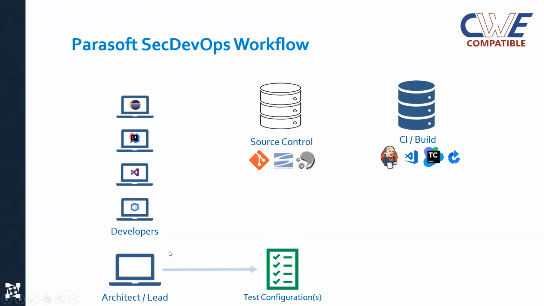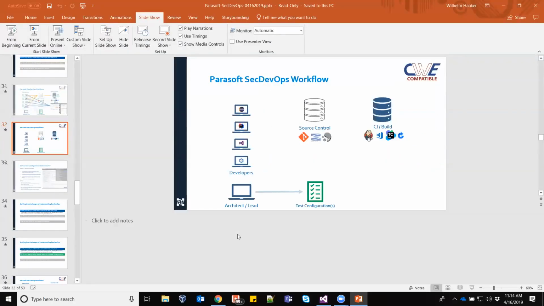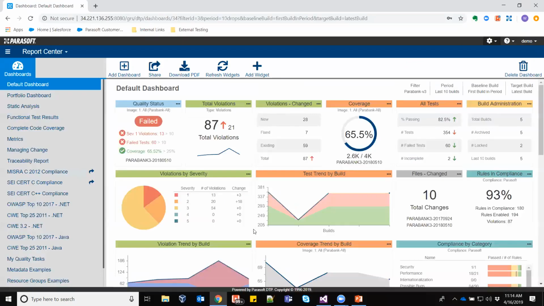So to show this first step of the process, Mark will get into the rest of the workflow as we go through the webinar. But this first step of the process is really to show you how easily our security expert could come in and define a policy that can be shared across the team. So we're looking at Parasoft's reporting and analytics dashboard here, but we'll come back to that. I want to take you to where a security expert would go to define that test configuration.